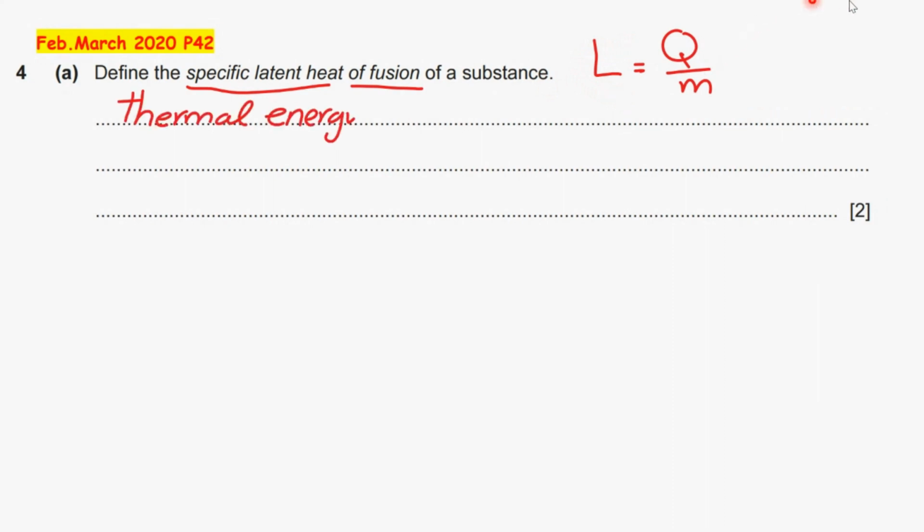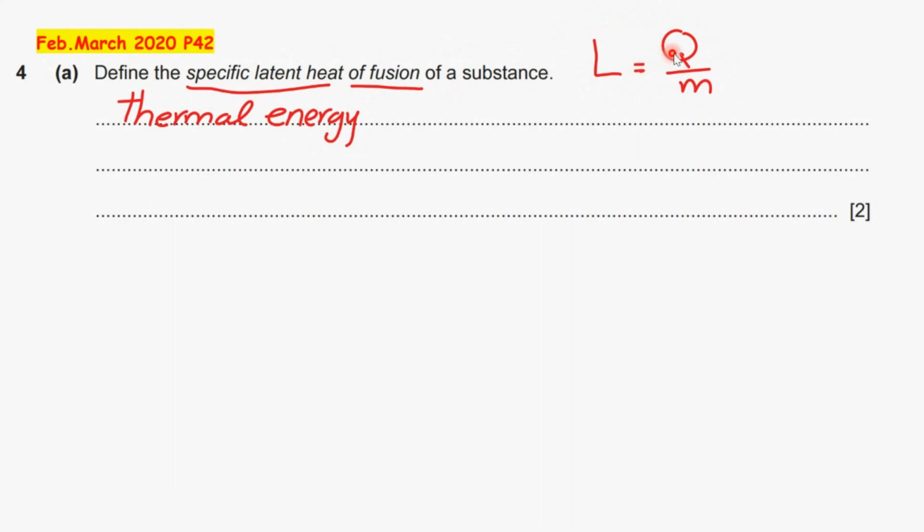Question 4, Part 8: define the specific latent heat of fusion of a substance. There is only one formula for calculating or defining the specific latent heat. This formula is latent heat, symbolized by L, equals Q, the thermal energy, divided by the mass. I advise my students to use this formula for defining the specific latent heat.